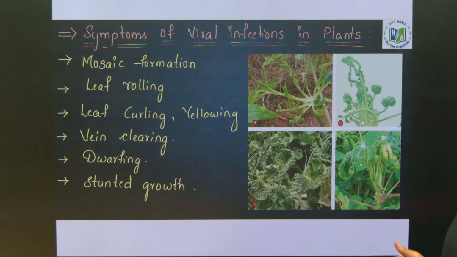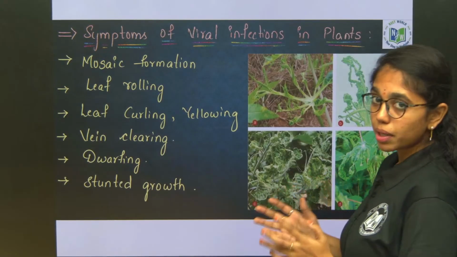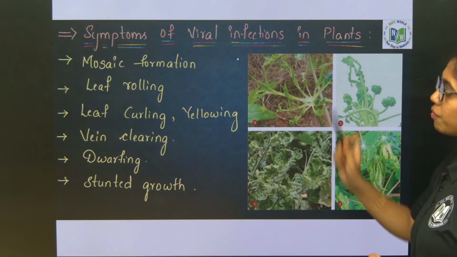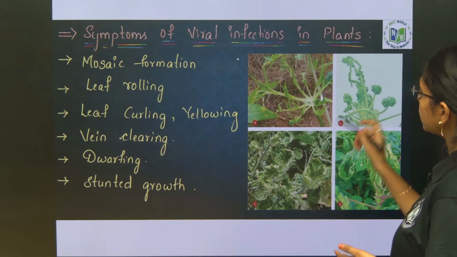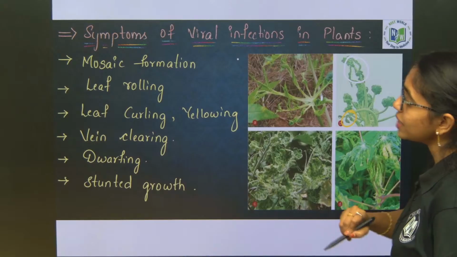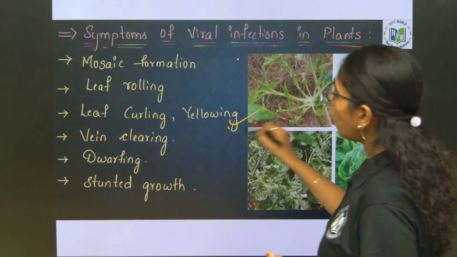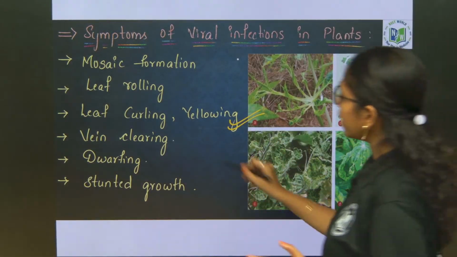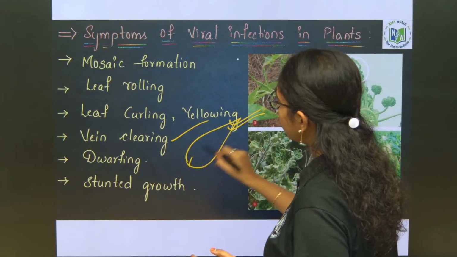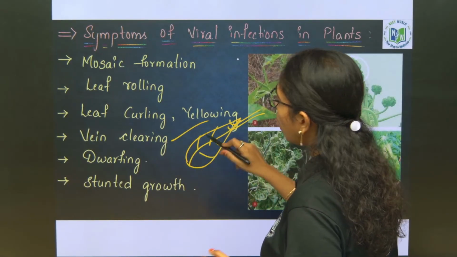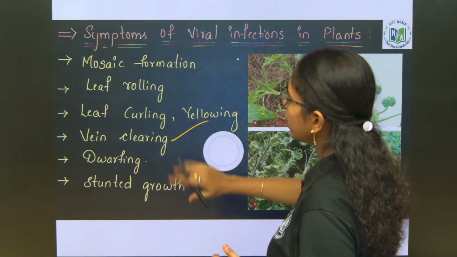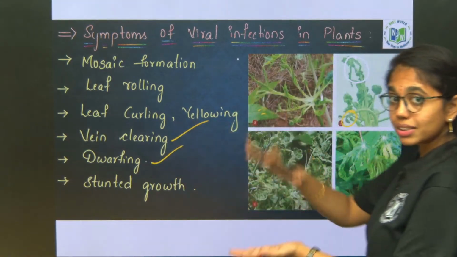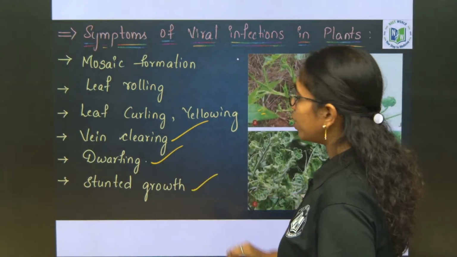Symptoms of viral infections in plants. What will be the symptoms of viral infections in plants? First, mosaic formation, then leaf rolling, leaf curling and yellowing of the leaf, and vein clearing. The veins, the mid-rib or the lateral veins, will get cleared. Next, dwarfing or stunted growth of the plant will occur.